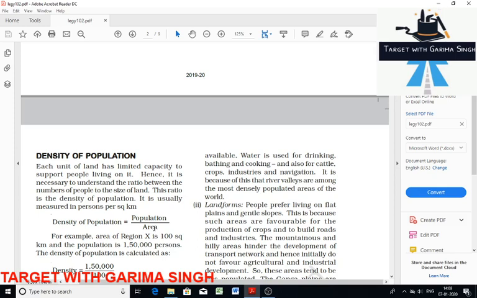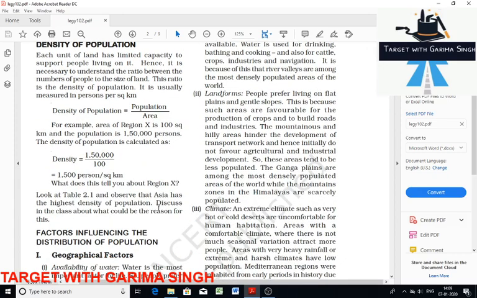Some areas are densely populated like northeastern USA, northwest Europe, southwest and East Asia. Some areas are sparsely populated like near the polar area, high rainfall zones near the equator, while some areas have medium density like western China, southern India, Norway, Sweden, etc. That was about density of population.